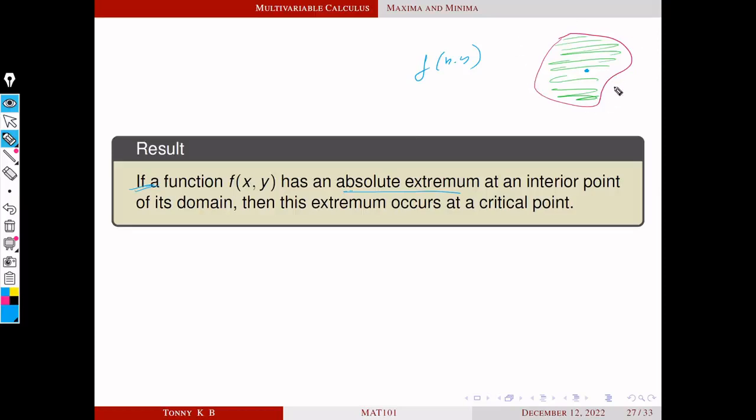There is no restriction for this domain. Domain may be unbounded, maybe open, whatever it may be.